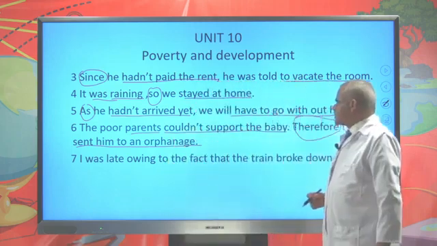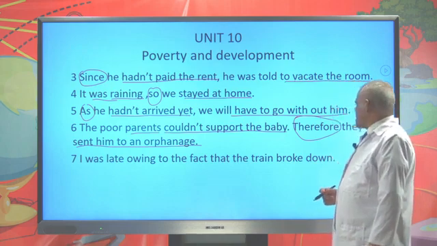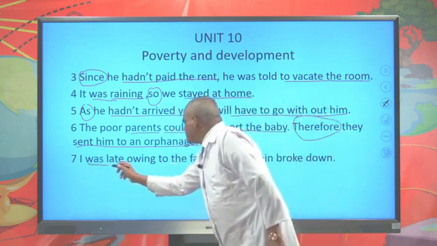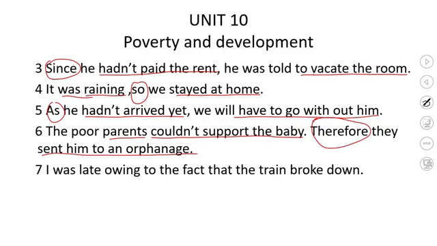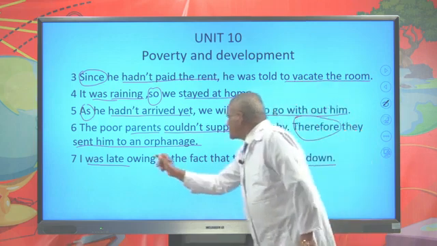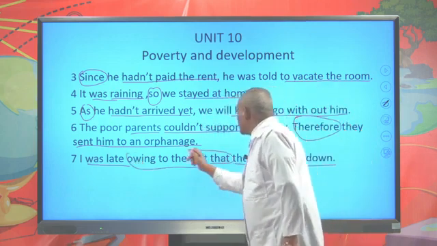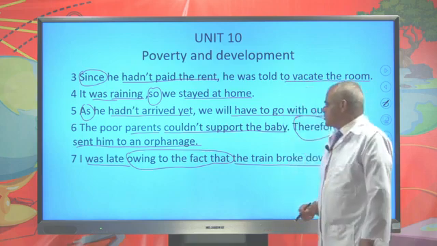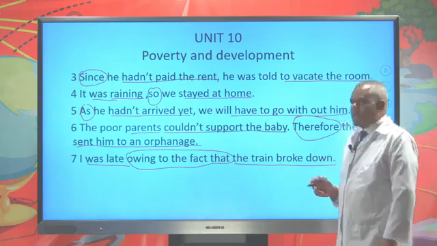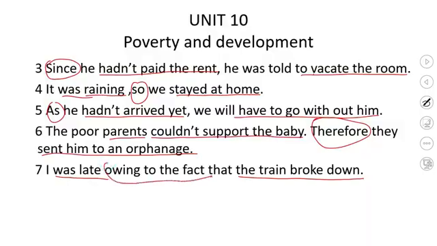Come on again. I was late owing to the fact that the train broke down. Late is what? Was late is the effect. The cause is what? The cause is the train broke down. The result is was late. Owing to the fact that, just look at this structure, also common, right? I was late, the train broke down. I was late owing to the fact that the train broke down. So cause and effects can be formed in such a way.